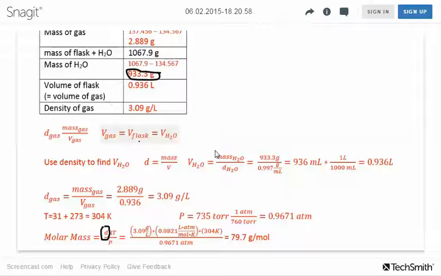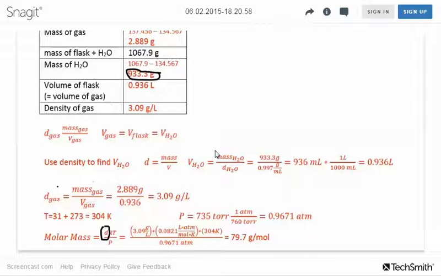And that's also the volume of the flask, because the flask is full of water. Now, when I originally put the gas in the flask, the gas is going to expand to take the volume of the container, so the volume is also the volume of the gas. It's one volume: water, flask, gas, all the same volume.